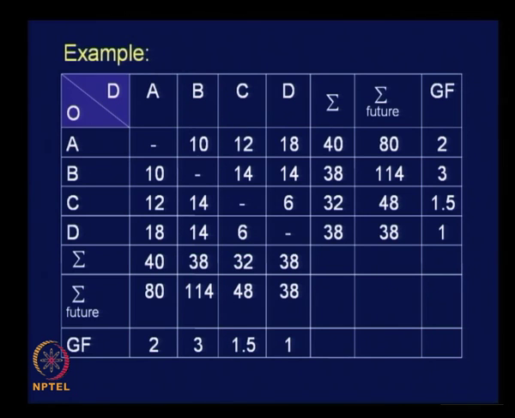Now, since you know the current as well as future trip totals in the form of productions and attractions, you can get the growth factors. Or instead of productions and attractions we can say origins and destinations, because we deal with the OD matrix. So, the growth factors are 2, 3, 1.5 and 1, here also 2, 3, 1.5 and 1. This calculation can be done based on the available data.